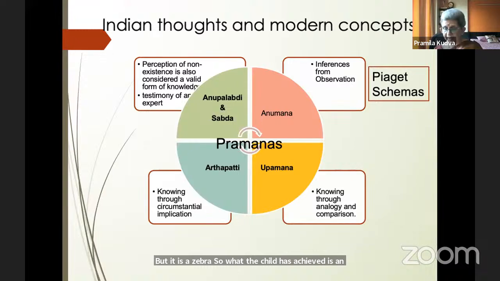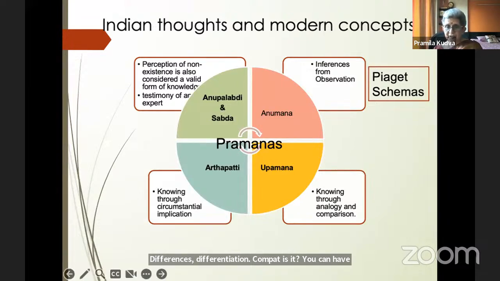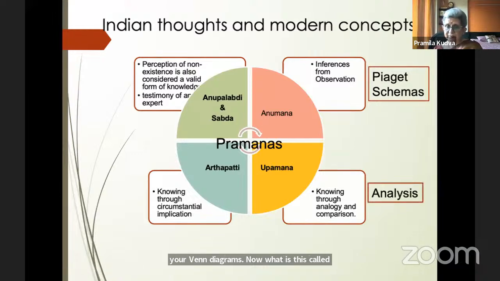Second one is Upamana. Upamana is knowing through analogy and comparison. So you compare, you have your differences, differentiation, comparison. You can have your Venn diagrams. Now, what is this called in modern pedagogy? Analysis. See how relevant it is.